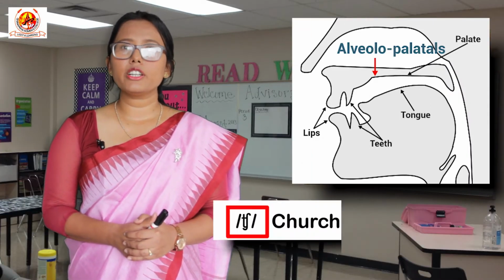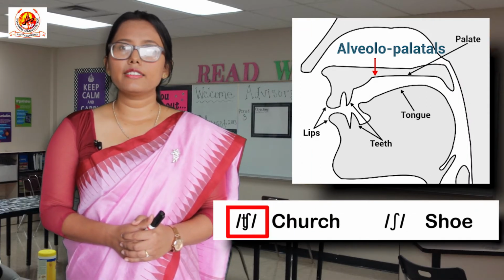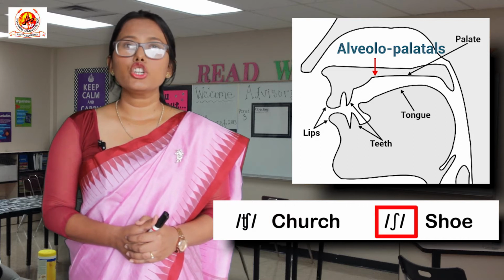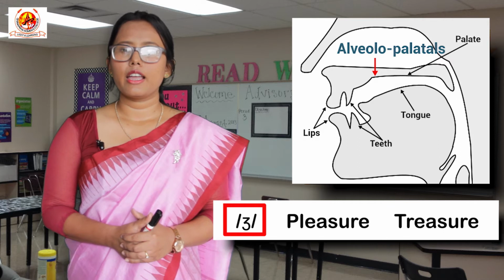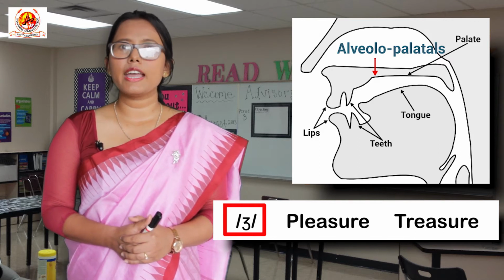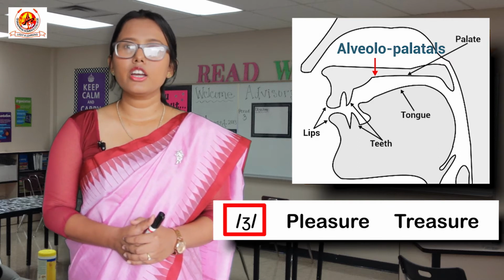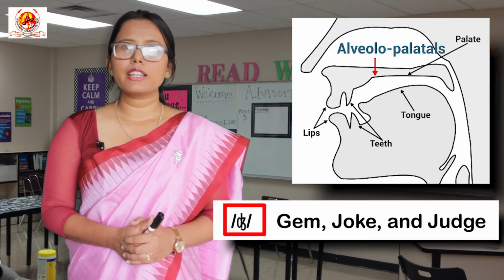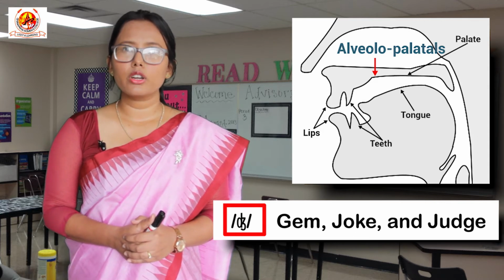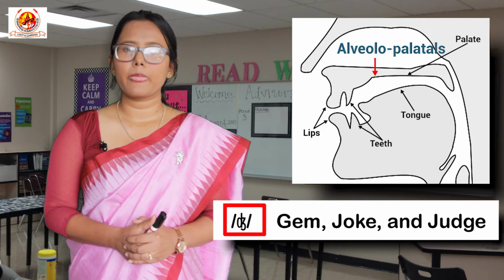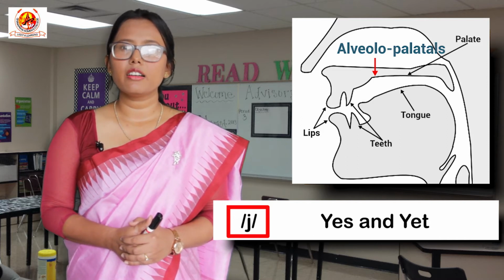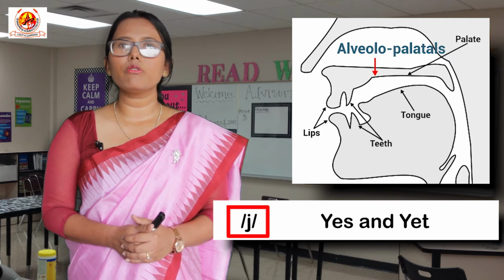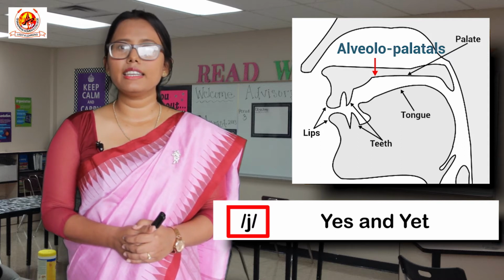Examples include the voiceless ch, as in church, and sh, as in shoe, and the voiced zh in words like pleasure and treasure, and the j in words like jam, joke, judge, etc. One other voiced palatal is the semivowel y sound in the beginning of words like yes and yet.